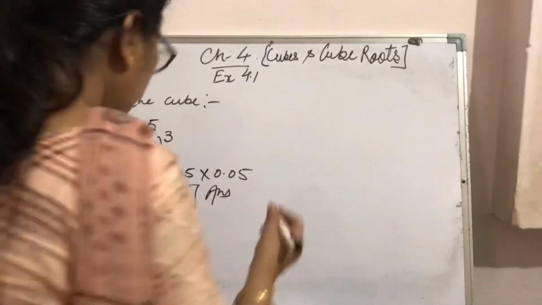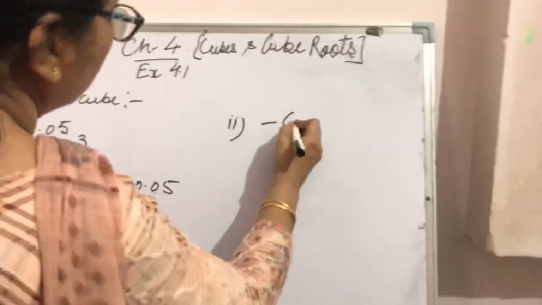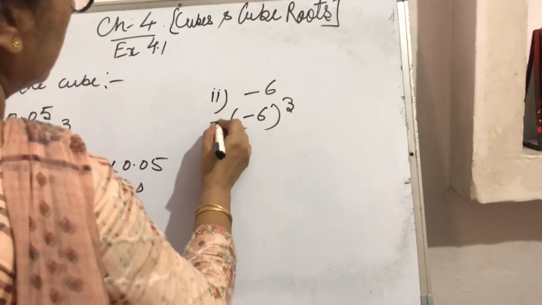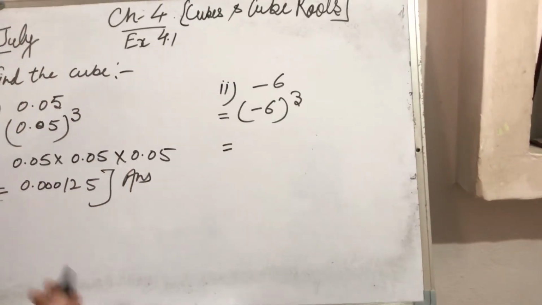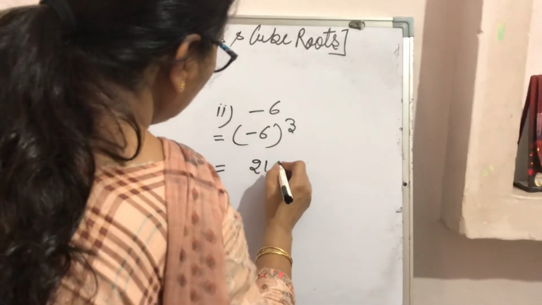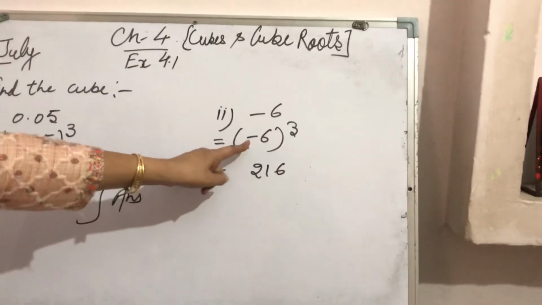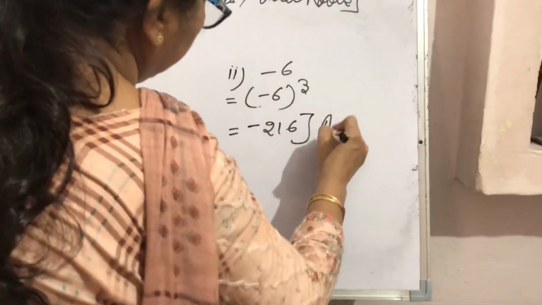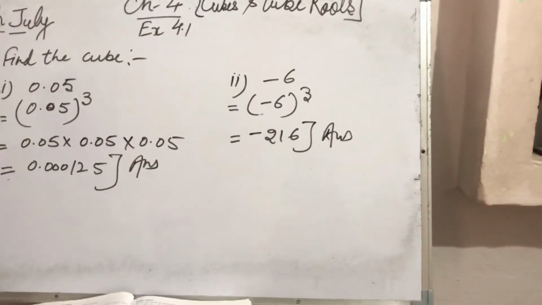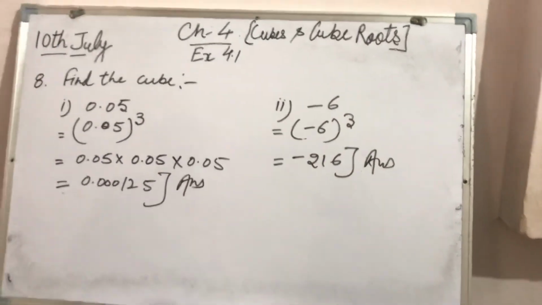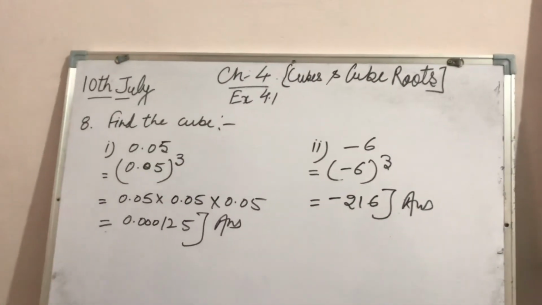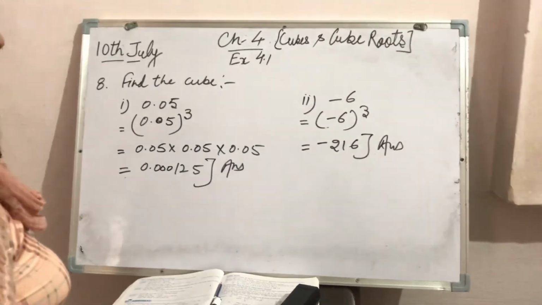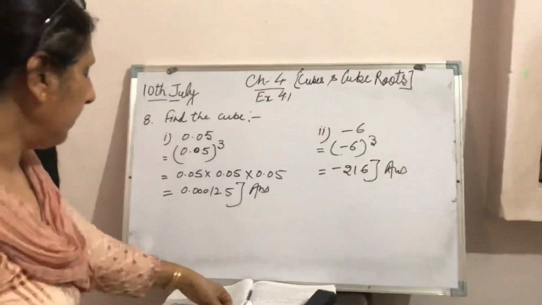We can do next part, second part, very simple. Minus 6 cube. 6 6s are 36 and 36 6s are 216. But there is negative sign. Power is an odd number, so answer will be negative. Very simple. Rest of the parts you can do. Last part is fraction number. First of all, mixed fraction can be converted into improper fraction, then multiply by same number 3 times.